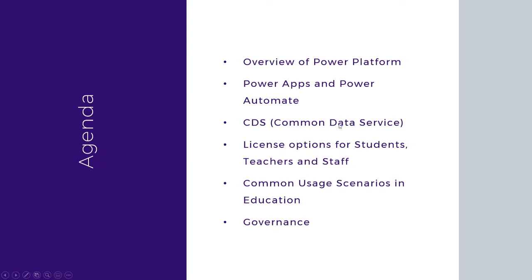Trying to understand what the common data services that's included with Office 365, and then licensing options when it comes to the Power Platform, some common usage scenarios, and usage governance around the whole platform.